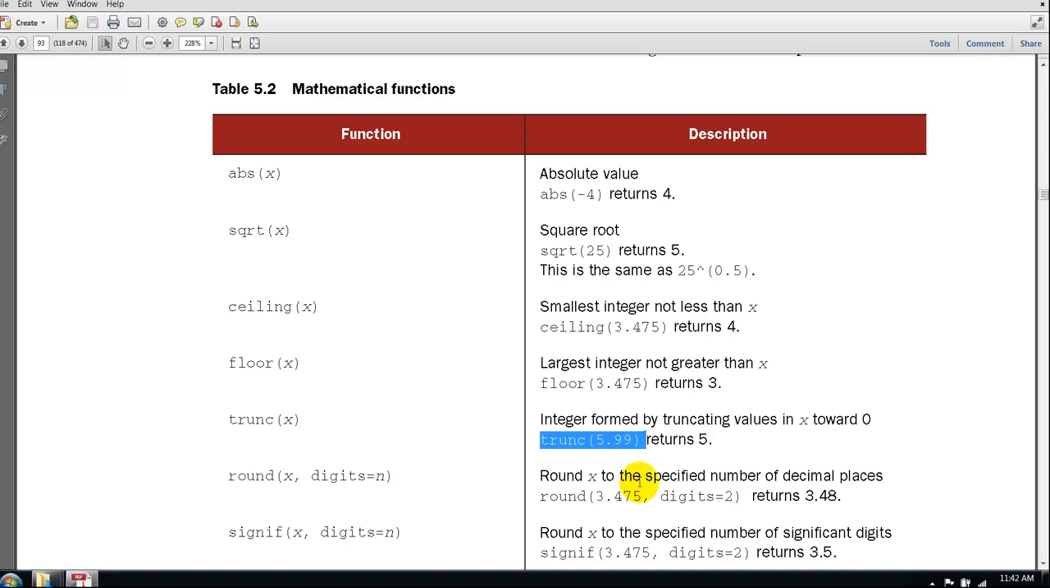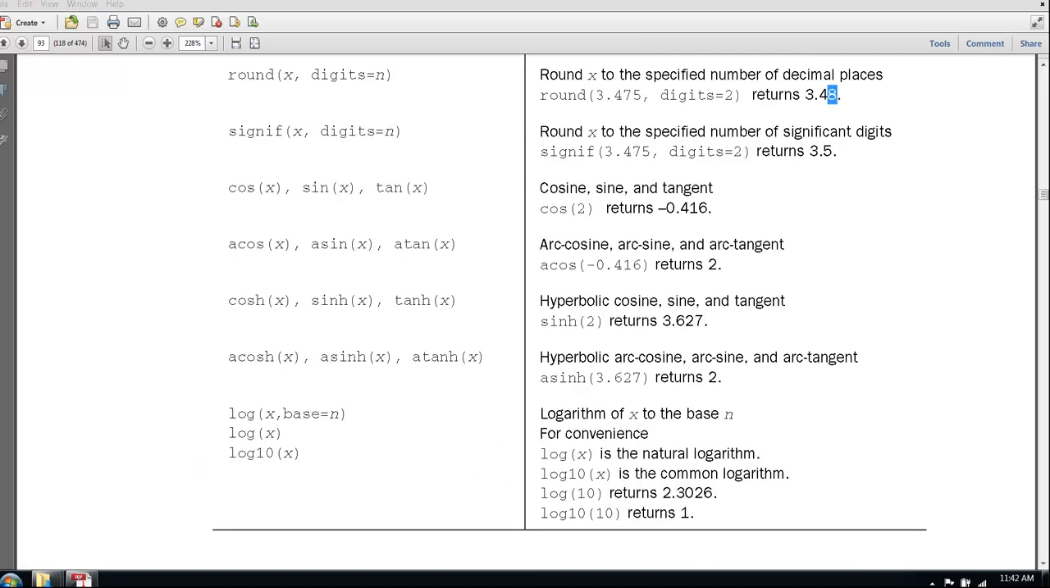Round x digits n. Round x to the specified number of decimal places. So round this to 2 digits. So we want to get rid of the 5. When we round, if it's 5 or above, we raise this up 1, so this becomes 8. Okay, signif.